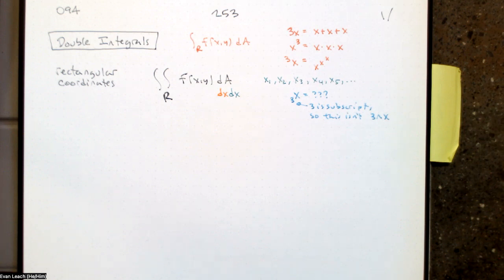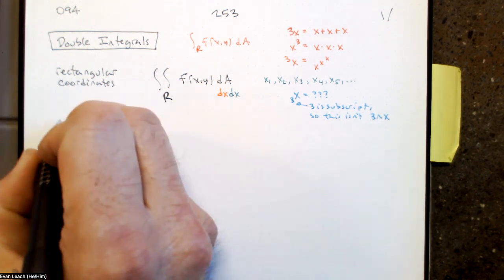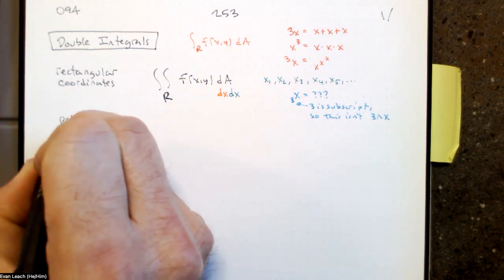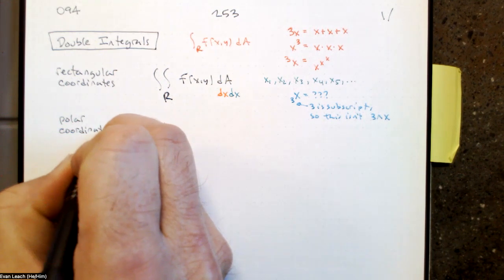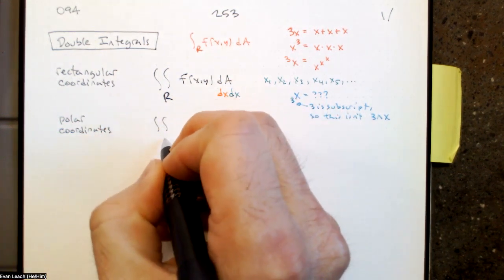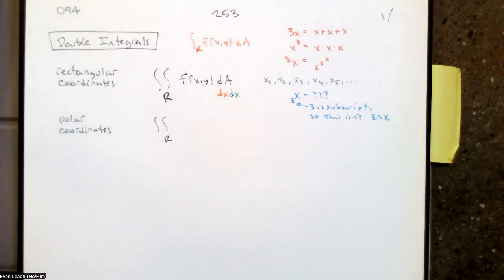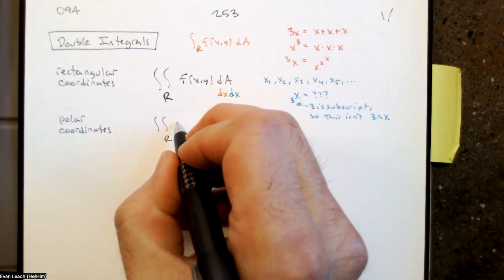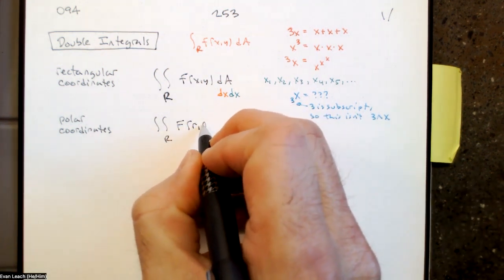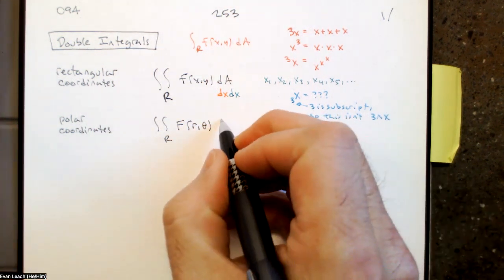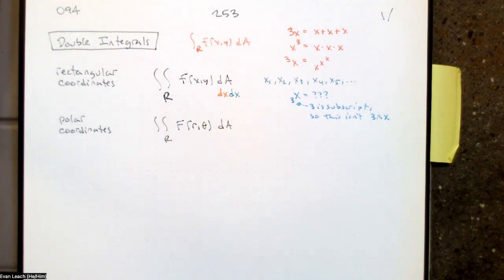We also looked at describing the plane in polar coordinates. And we had to do a couple of different things for our double integrals. So our function would look different. We wouldn't have some function of x and y. We're in polar coordinates, so we would have a function of r and theta. I'll give it a different name. But we're still taking the value of the function and multiplying it by some small piece of area in the region.